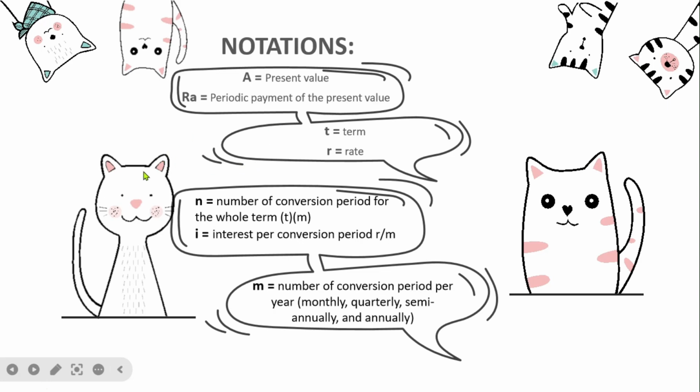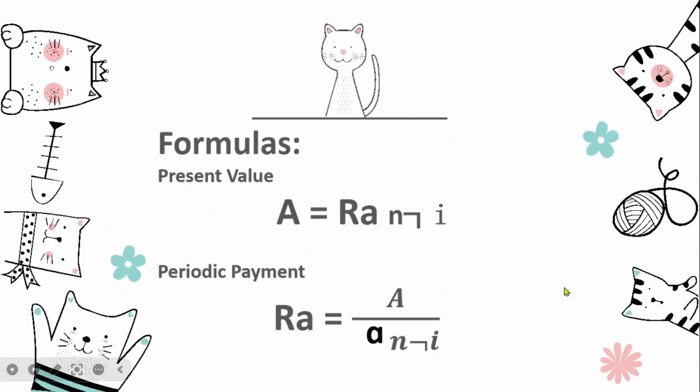Please copy these notations because these are the things we need to be able to get the right answer. T for term, R for rate, and N, the number of conversion periods for the whole term. To get the N, T times M. I is interest per conversion period. To get the I, R divided by M. While M is the number of conversion periods per year. This is bi-monthly, quarterly, semi-annually, or bi-annually.